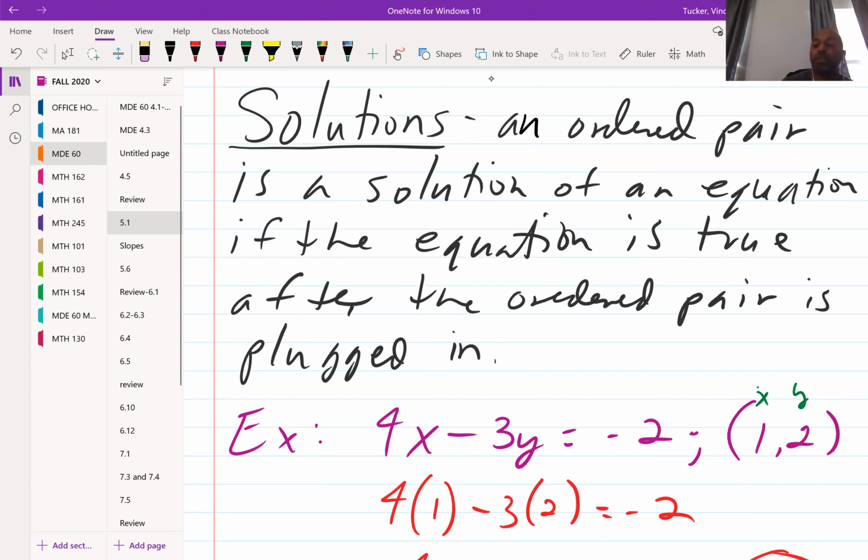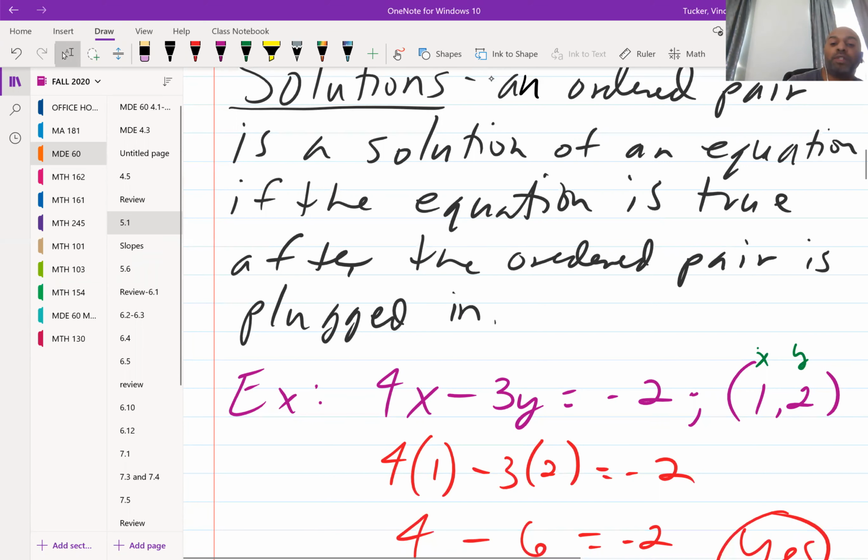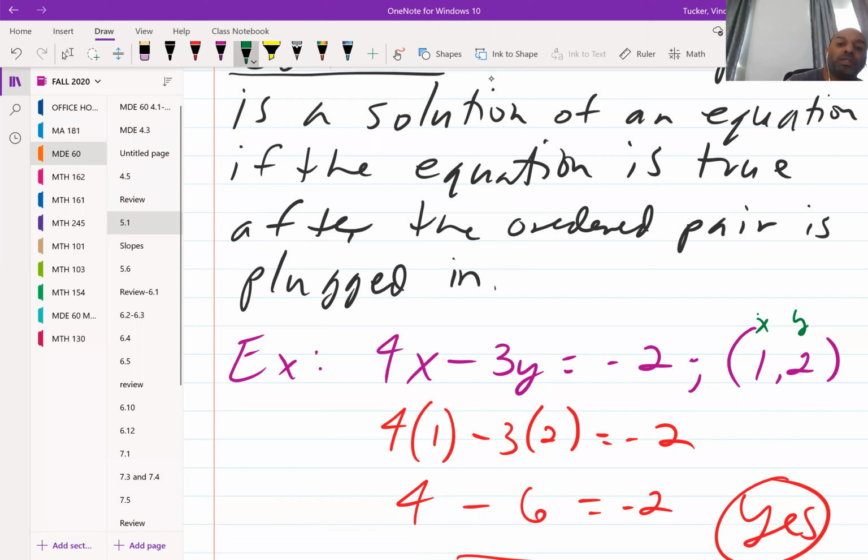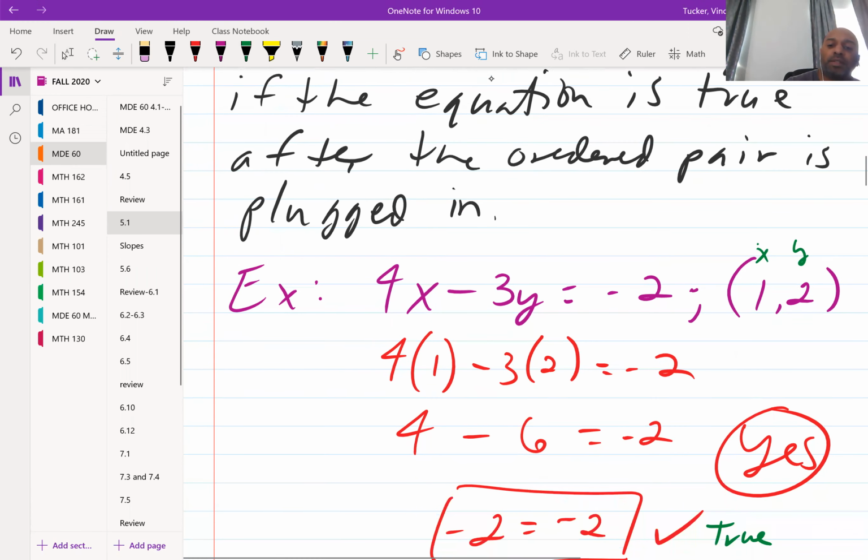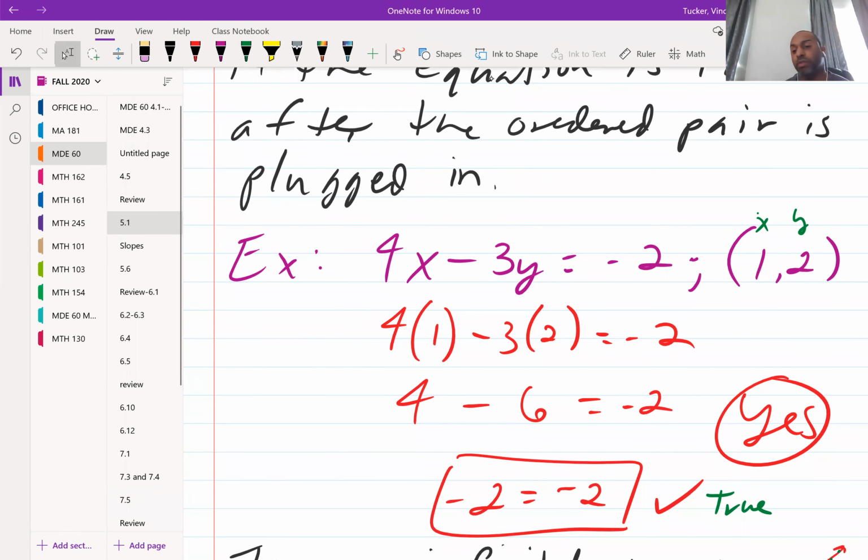So we take that 1, 2 and plug it in respectively for the variables that it represents. We have 1 for x, 2 for y. Remember, that's always going to be your order. X comes first, then y. So we plug 1 in here, 2 in here for y. 4 times 1 minus 3 times 2. That's 4 minus 6. That's -2 equal to -2. So since that's a true statement, that is a solution of this equation.